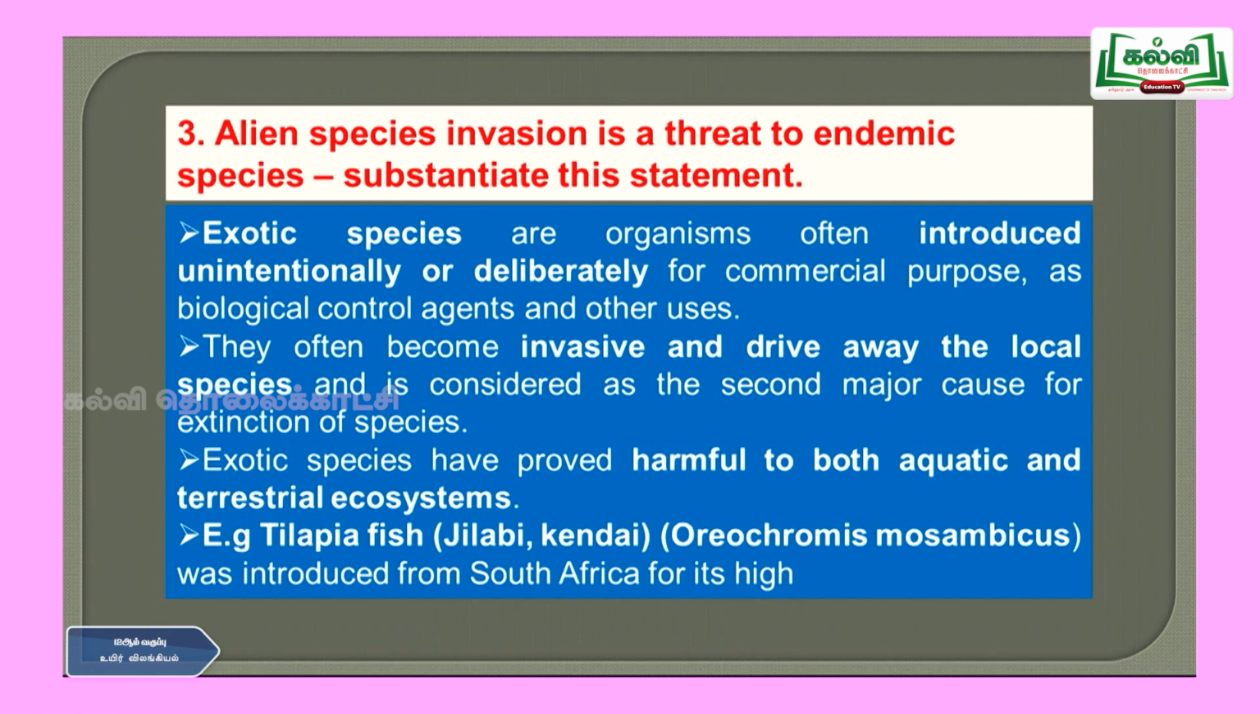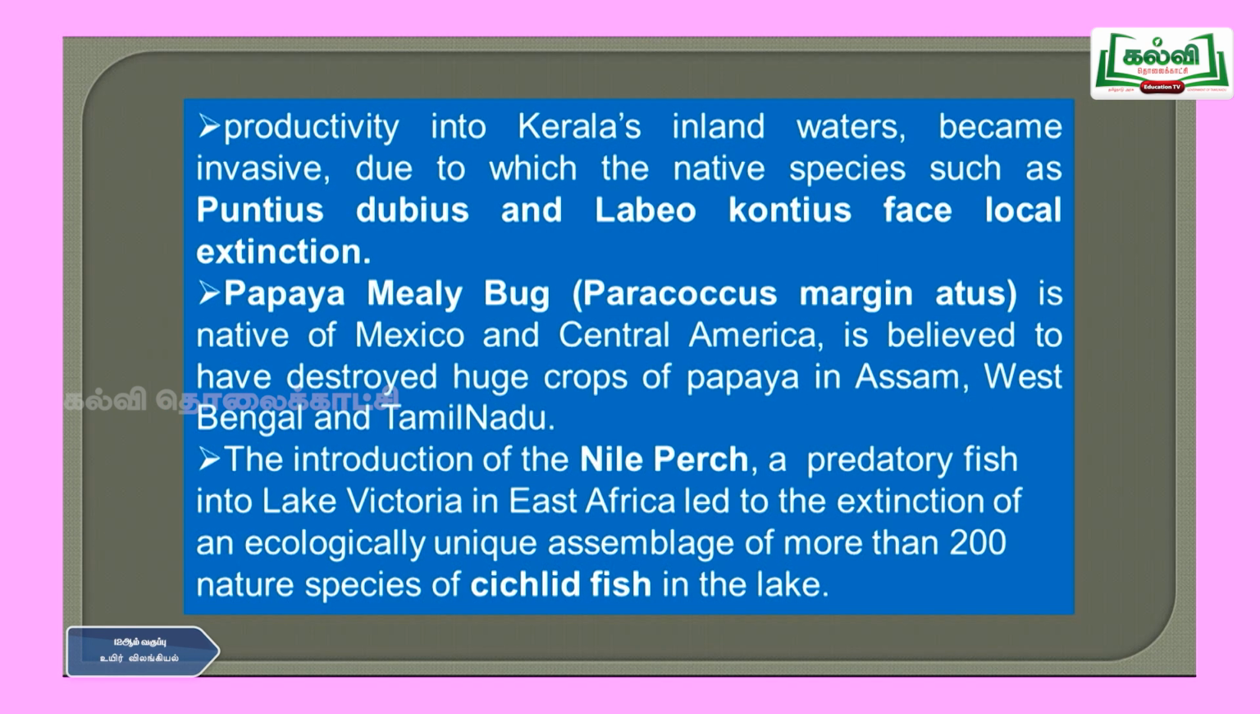An example of this is the tilapia fish, Oreochromis mozambicus, which was introduced from South Africa for its high commercial productivity into Kerala's inland waters and became invasive, due to which native species such as Puntius dubius and Labeo cornutus face local extinction. Another example is the papaya mealybug, Paracoccus marginatus. It is a native of Mexico and Central America, and it is believed to have destroyed huge crops of papaya in Assam, West Bengal and Tamil Nadu.